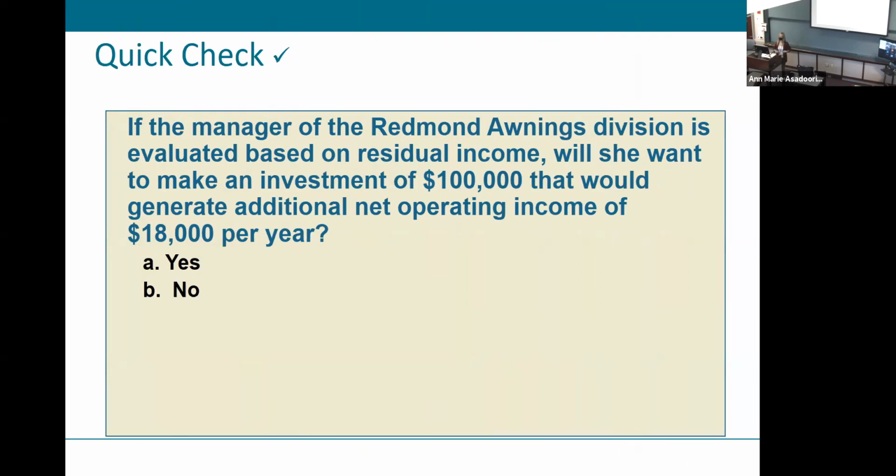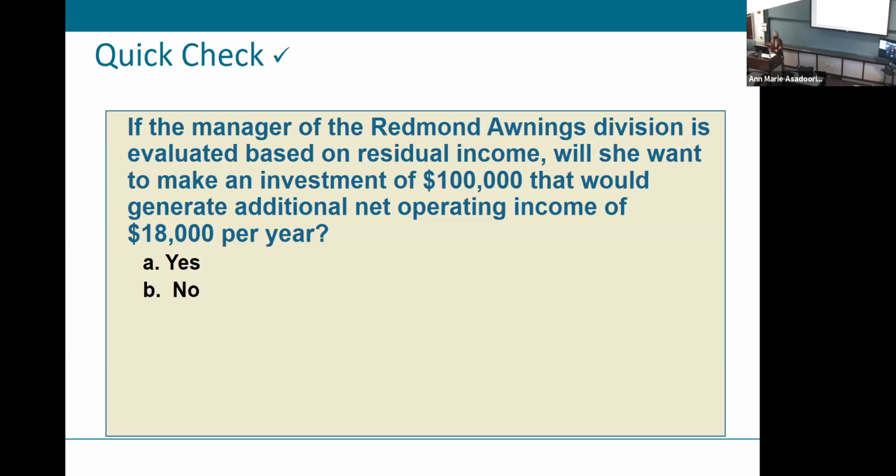If the manager of the Redmond Awnings division is evaluated based on residual income, will she want to make an investment of 100,000 that would generate additional operating income of 18,000 per year? Required rate of return is 15%. Okay, you have a 50-50 shot. Anybody on Zoom want to answer? Stephanie? Is the answer yes? Yes. The answer is yes, because an 18% return exceeds 15%.